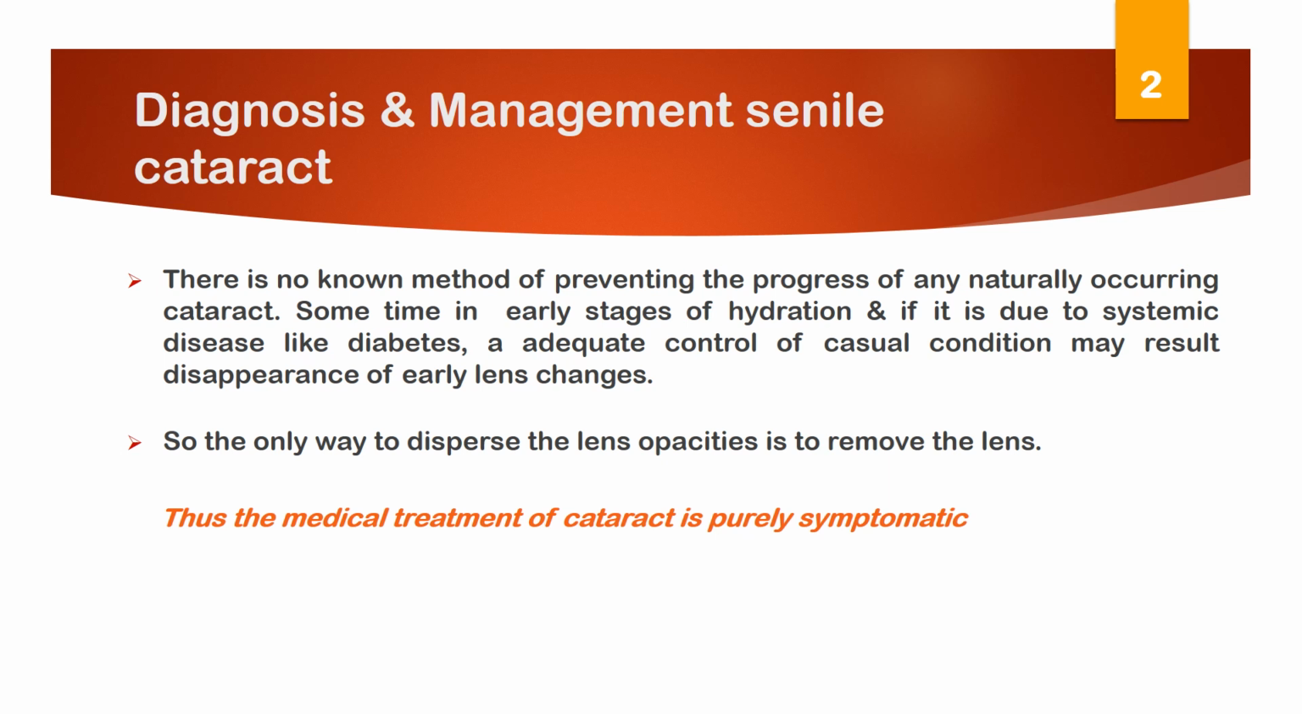Diagnosis and management of senile cataract. There is no known method of preventing the progress of any naturally occurring cataract. Sometimes in the early stage of hydration, if it is due to a systemic disease like diabetes, adequate control of the causal condition may result in the disappearance of the early lens changes. So the only way to disperse the lens opacity is the removal of the lens. Thus, the medical treatment of cataract is purely symptomatic.